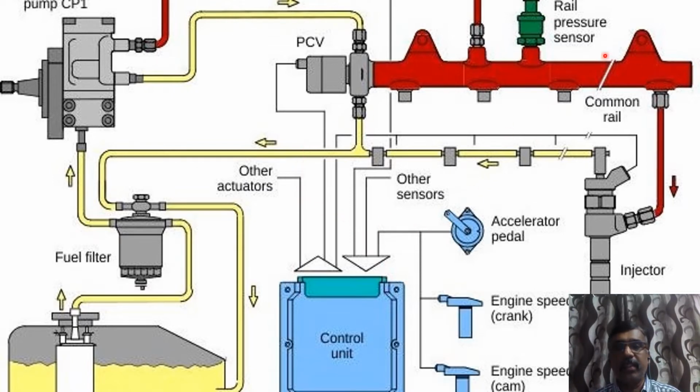Common rail means the total fuel will be pressurized and then we are sending it to the main engines. So normally these common rail direct injection systems will have a fuel tank, fuel filters, and then a high pressure fuel pump, which will be sending to the common rail. This is a common rail. From there it goes to the injectors. Here, this is the injector.